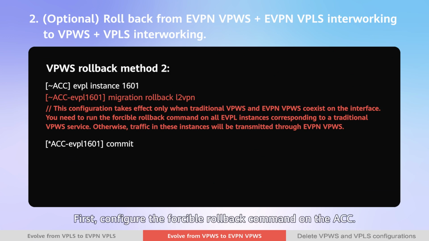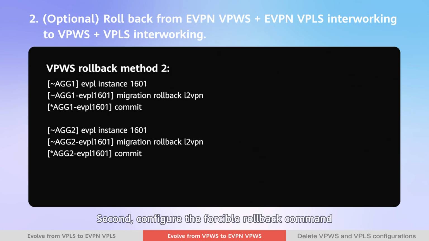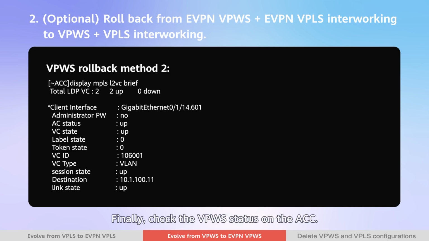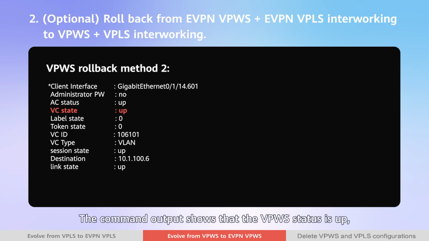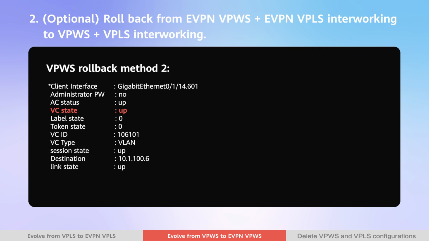First, configure the forcible rollback command on the ACC. Second, configure the forcible rollback command on AGG1 and AGG2. Finally, check the VPWS status on the ACC. The command output shows that the VPWS status is up, and the active/standby AGG status is normal. For details about how to roll back to VPLS, see the preceding description about how to roll back EVPN VPLS.